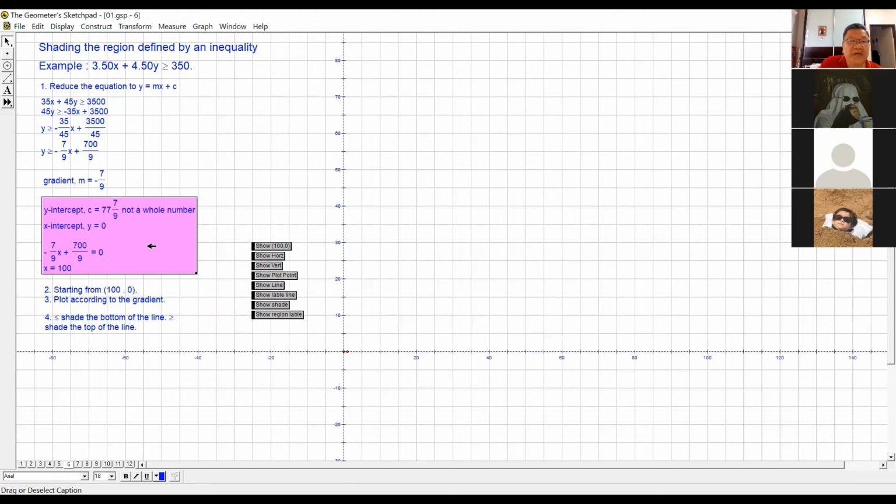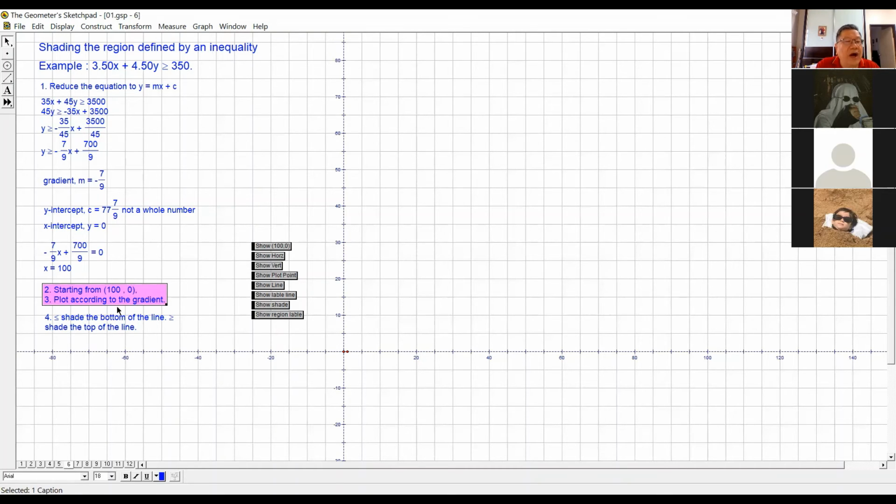Then I can mark this point, right? So I start by marking this point (100, 0), which is the x-intercept. In our last few examples, I asked you to mark the y-intercept first. But in this case, the y-intercept is not a whole number, so I have to find the x-intercept. If the x-intercept is not a whole number, then you have to find a whole number point. You have to substitute values into the equation to find the whole number, right? So now I can find the whole number point (100, 0).